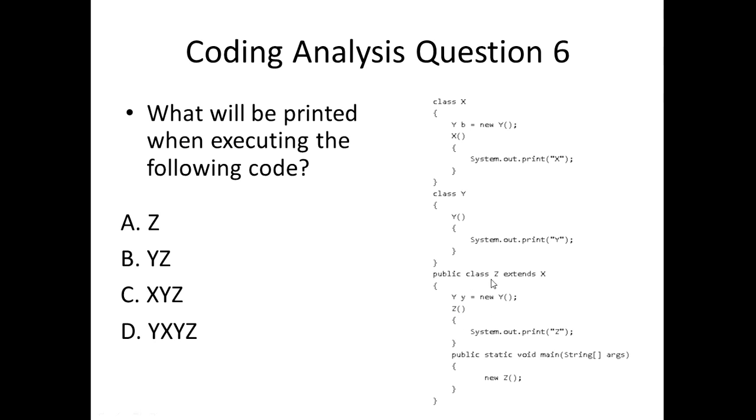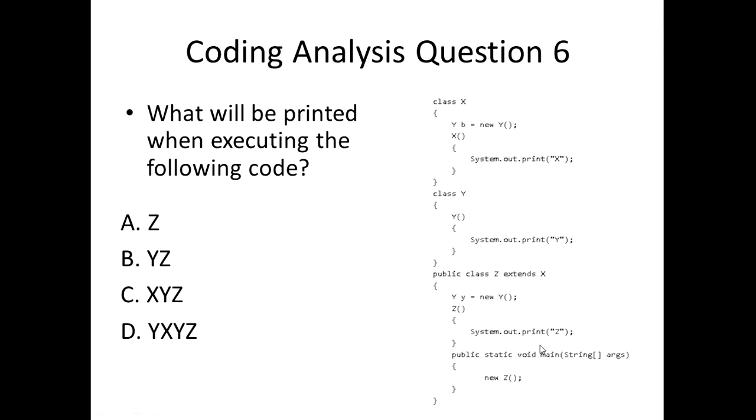And then the last class that we have is class Z. And as you can see, class Z extends X. X will be the parent, Z is going to be the child. And once this class is executed, I'm going to create a new instance of Y. And whenever a new instance of Z is created, this Z is going to be printed out.